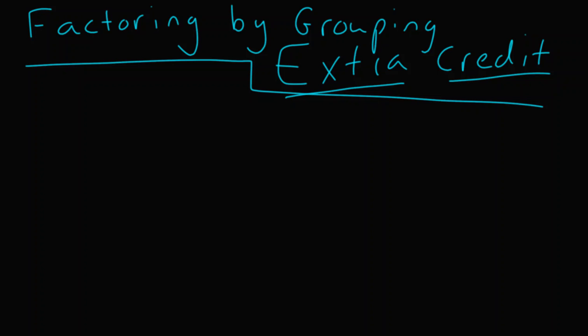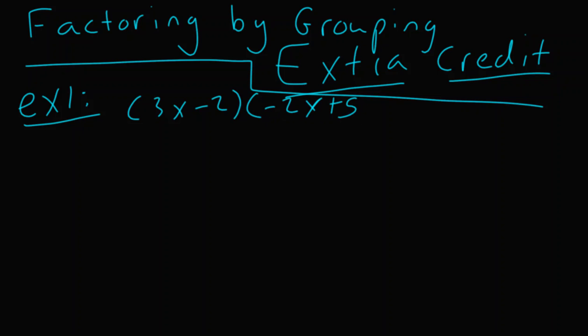What is factoring by grouping? Well, let's say for example 1, I give you two factors, and we can make up anything. Let's call this one 3x minus 2, and let's call this one negative 2x plus 5. This could actually be fairly difficult, because we see here that our values in front of x are not 1. So what happens when we multiply these together?